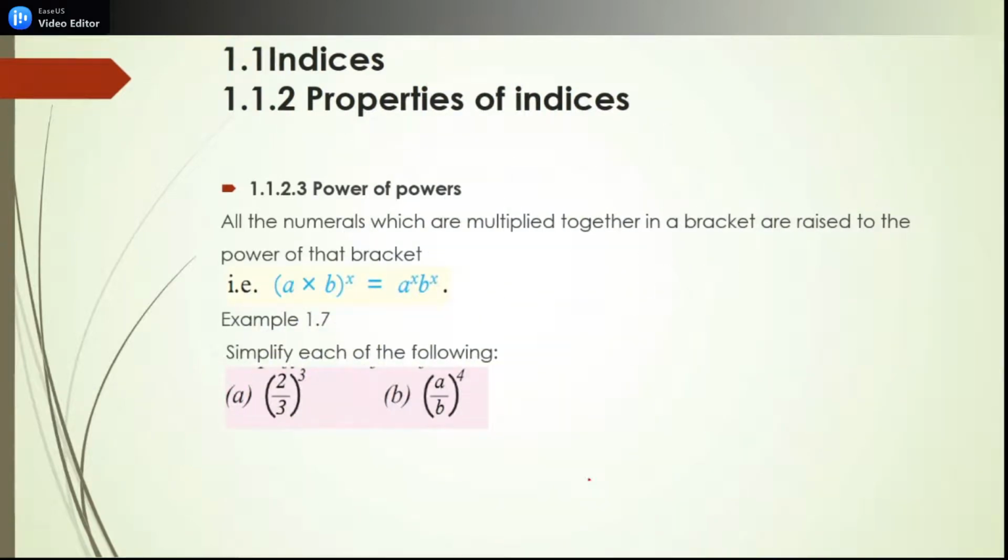Property of indexes. When you multiply two numbers, as here you see, and you put one power, the power can be written on each element of the multiplication. When you have division also, the power applies to each element in the division. As here you see, we put here 4, and therefore it will be written as here. So this one can be written as a power 4 over b power 4.